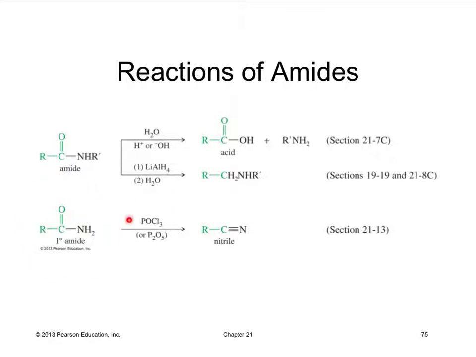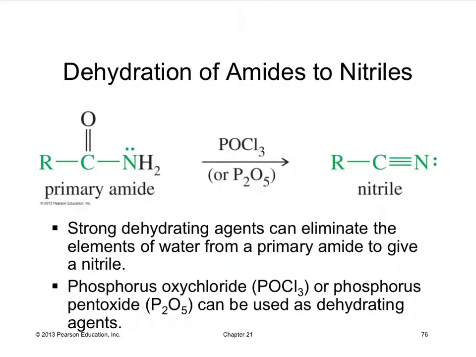Primary amides in the presence of POCl3 or P2O5 will generate nitriles. This is a dehydration reaction from this chapter. So again, here's your primary amide in the presence of phosphorus oxychloride or phosphorus pentoxide. This will dehydrate to form the nitrile.